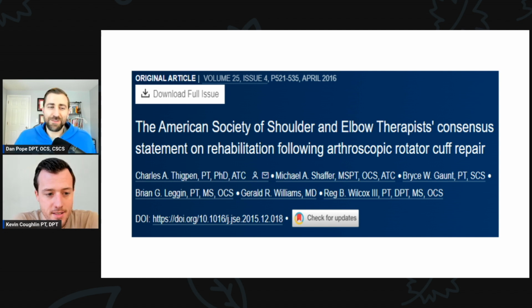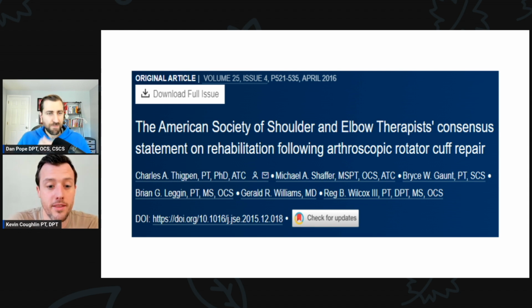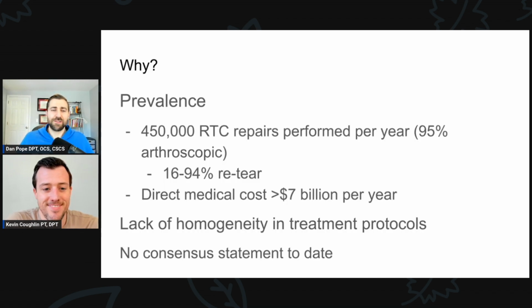All right, Dan, you ready for this paper? I'm ready, Kevin. Let's blast through it. Nice. So this is the American Society of Shoulder and Elbow Therapists. They came up with a consensus statement for rehab following rotator cuff repair. And I think a lot of people might have heard of the American Shoulder and Elbow Surgeons. That group works with this group of therapists as well. So they publish in the Journal of Shoulder and Elbow Surgery. Love it, dude. Love it.